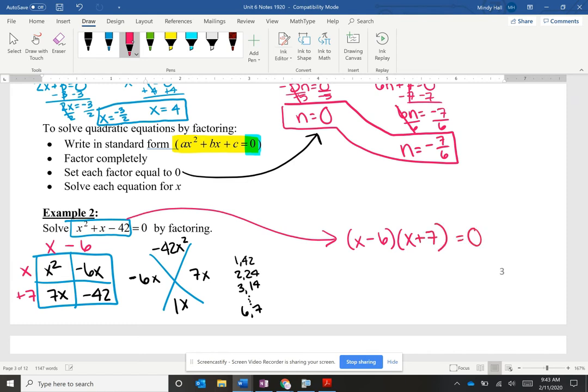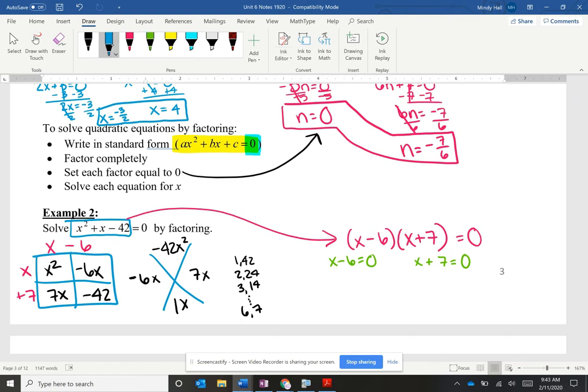And we're just going to set it equal to 0 again. And so then this is where you break apart and you solve them separately. So x minus 6 equals 0 and x plus 7 equals 0. Again, both of these are true. They just happen at different times and you have to figure out when they happen.